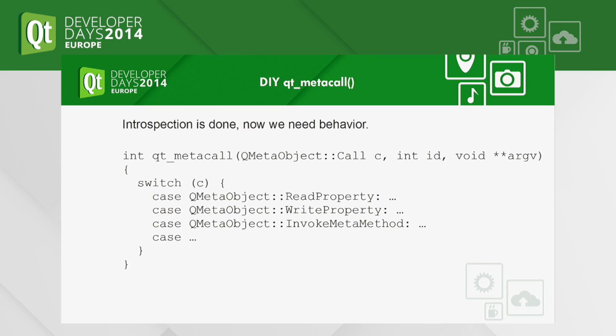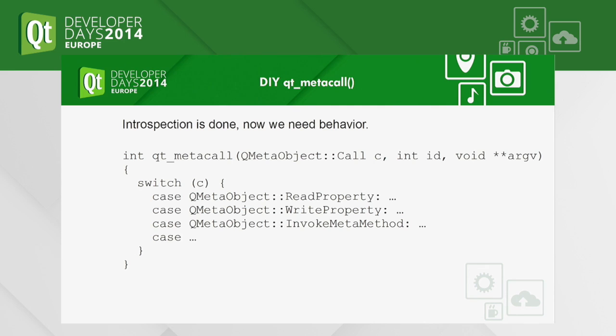So we have the introspection, but that means we can, for example, connect to the methods or the signals and slots that we have just defined, but nothing will happen. Or we can read properties. We see the properties in QML already, but reading them just gives us nothing. So we still have to give this some behavior. And for that, we have to look in the implementation of qt_metacall.